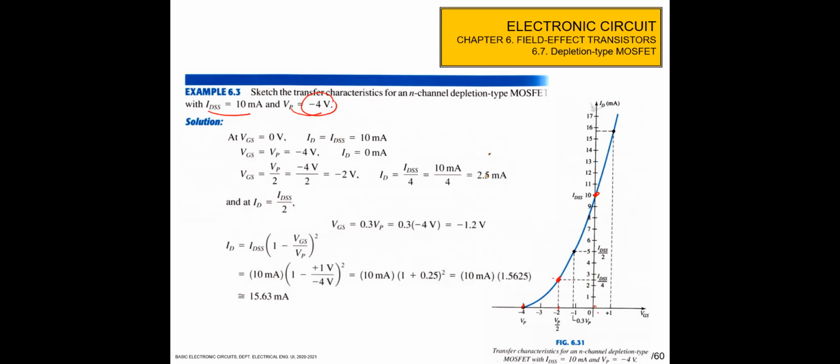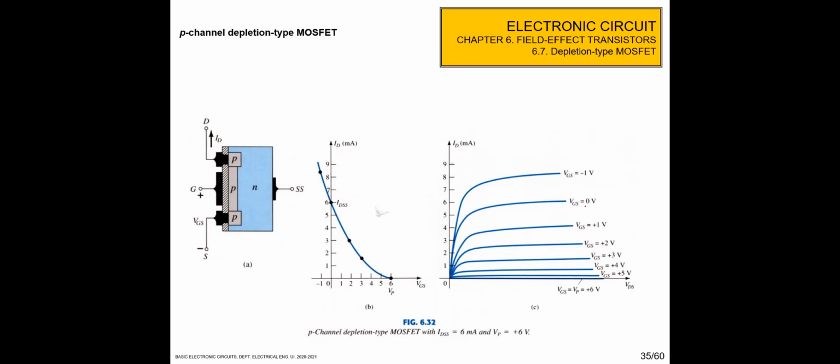So this one. And then when 0.3 VP, which is -1.2 here, ID is IDSS per 2, so it is 5. So we can draw this characteristic. This is the device characteristic, and we can also use it to see the enhancement mode. By using VGS +1, for example, we get that the ID is 15.63. Okay, so this is the p-channel depletion type of MOSFET, similar to the n-channel.